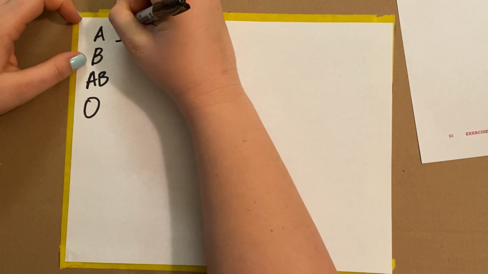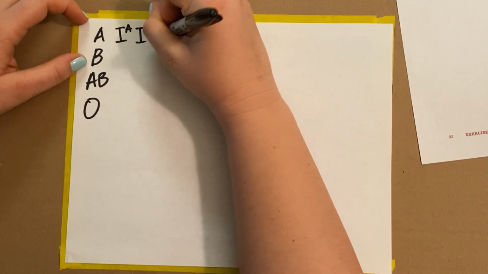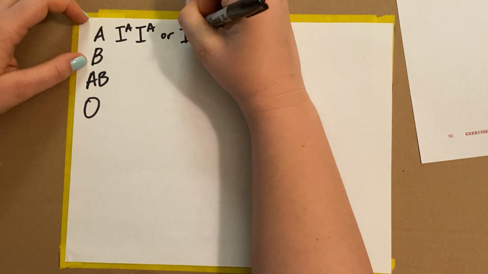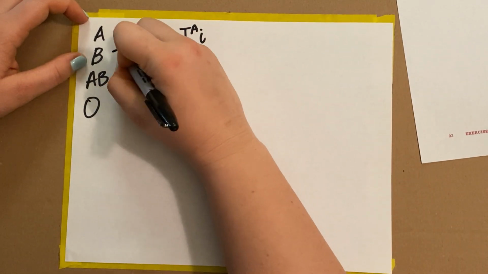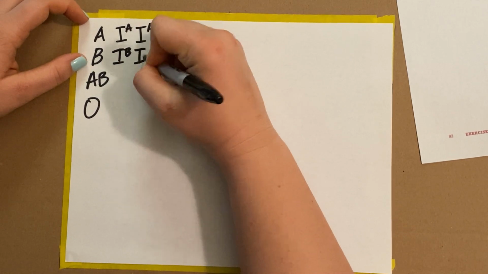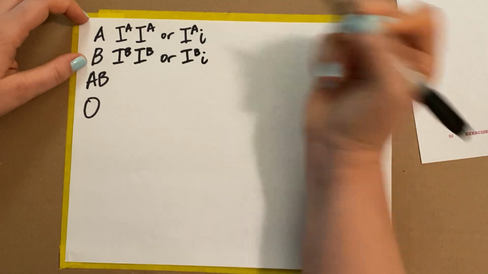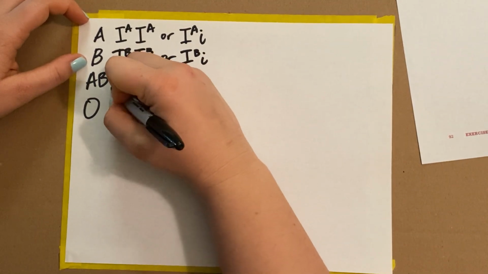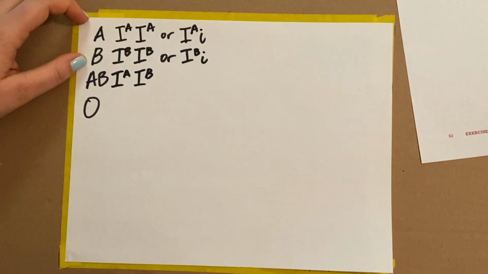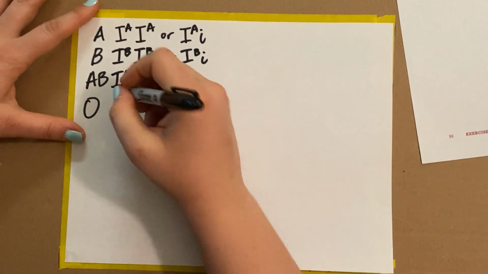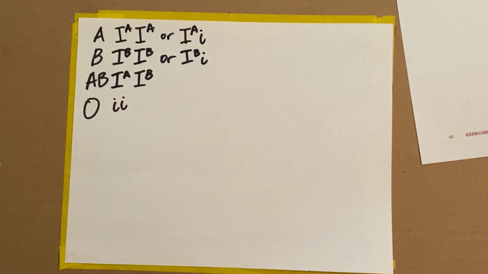To have blood type A, you could be this or like this. This little i is like a recessive. For B, it could be this or this. There's only one possible way to get an AB, which would be like that. You can't have another I or anything. And the only way to be O is to have two little i's.